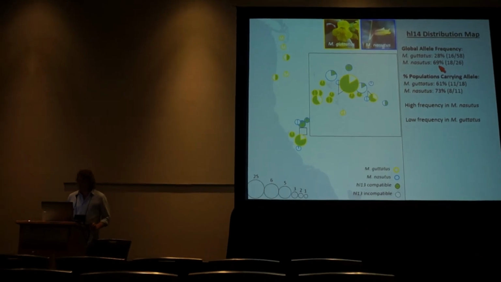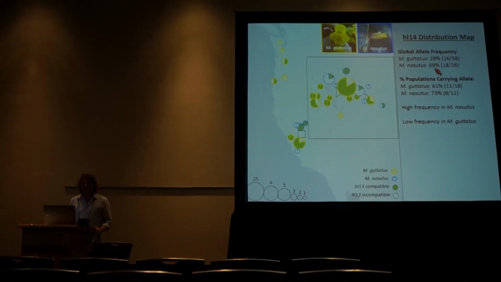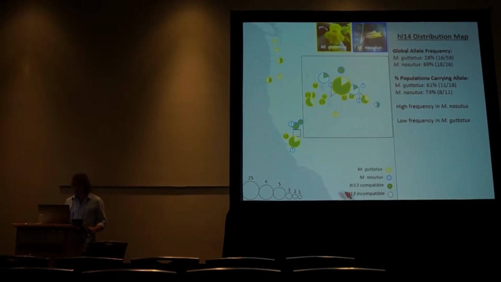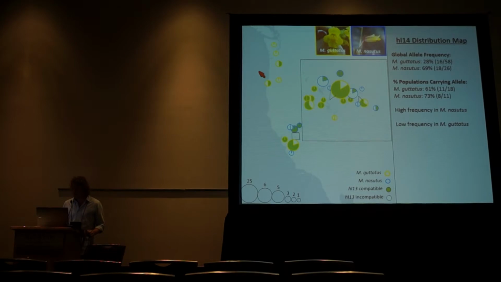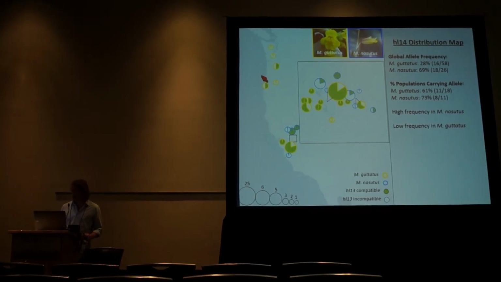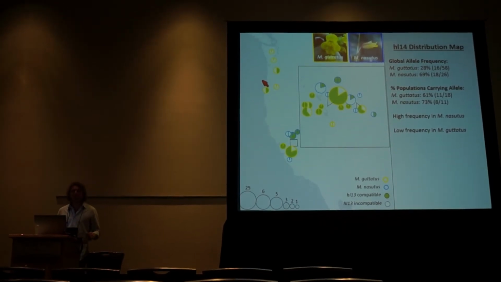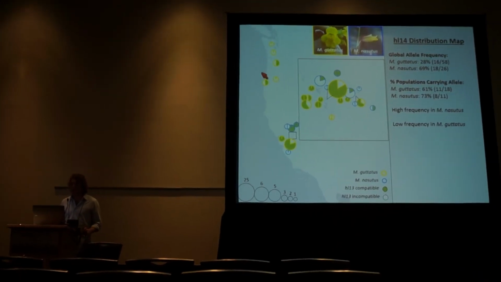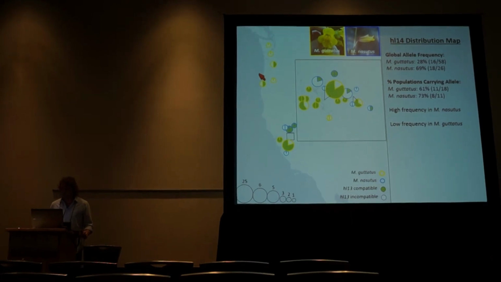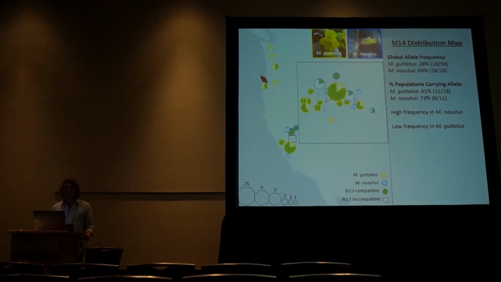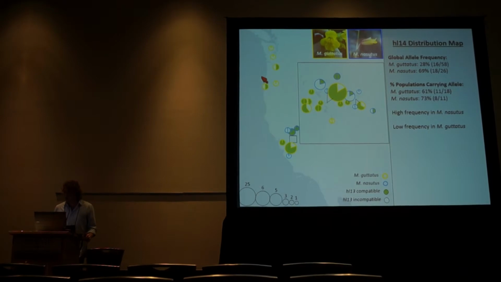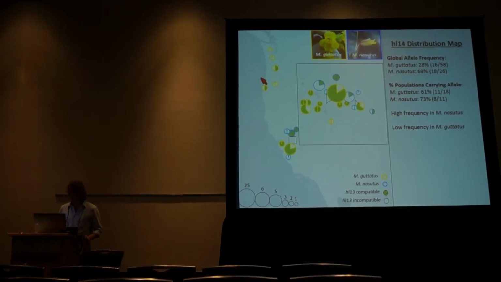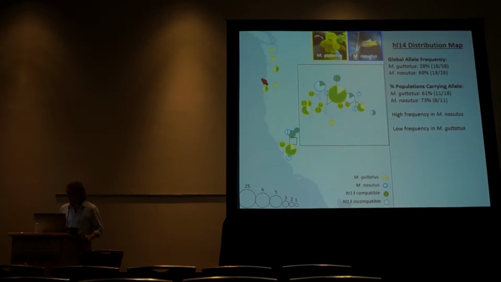Next is the other allele that I originally found in Mimulus nasutus, and here again you can see that the alleles are widespread throughout the range. In Mimulus guttatus, though, you basically see the flip. Mimulus guttatus has a frequency of the incompatible allele of about 28%, and Nasutus about 69%, so relatively high. So we can see that there's a lot of polymorphism there.